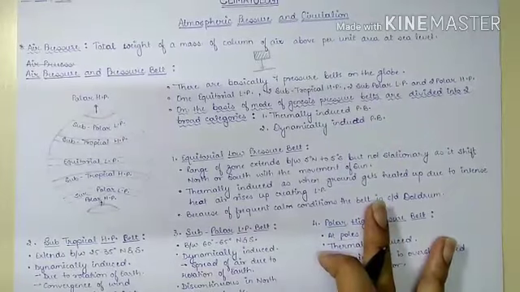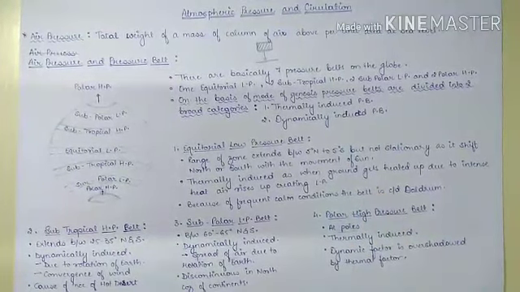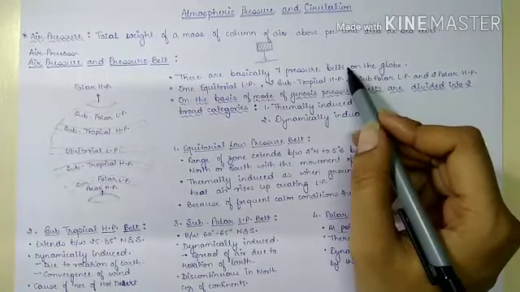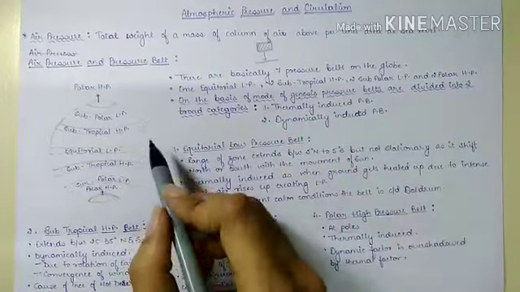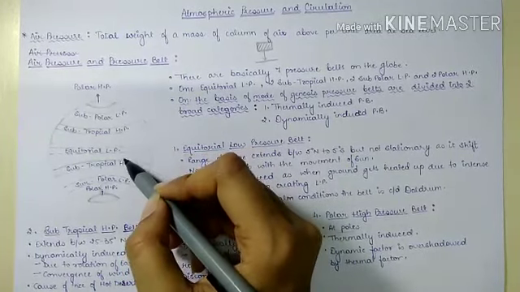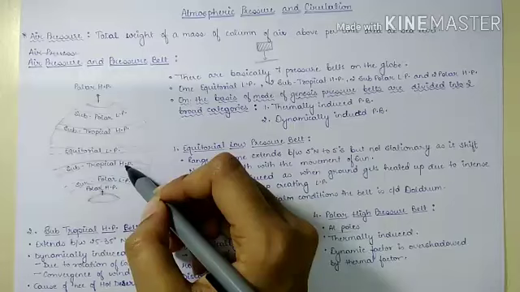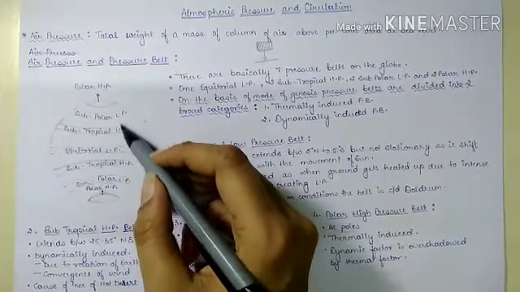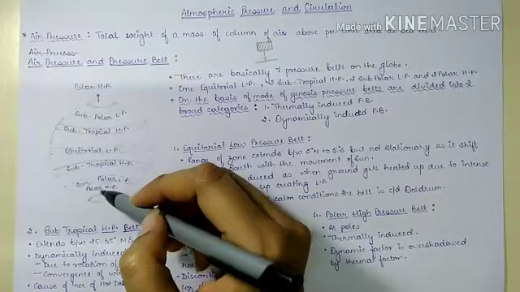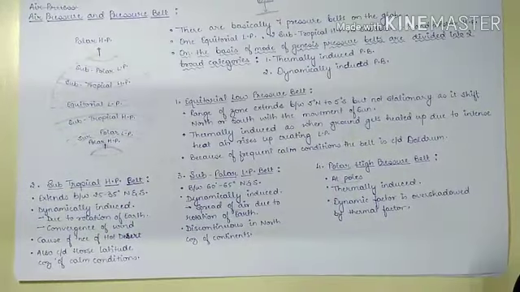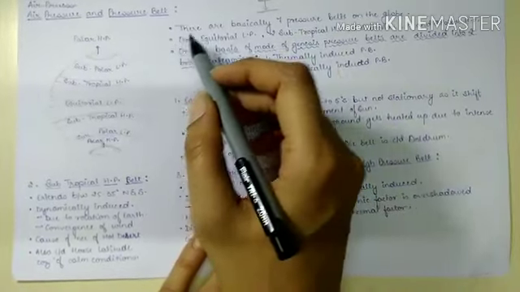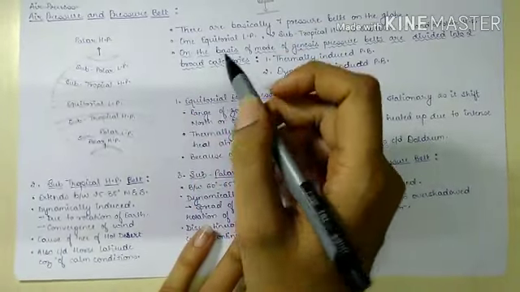Now we will study about pressure belts. There are basically 7 pressure belts on the globe. The first pressure belt is the Equatorial Low Pressure Belt. Then we have two subtropical high pressure belts, then two subpolar low pressure belts and two polar high pressure belts. So in total we have 7 pressure belts.